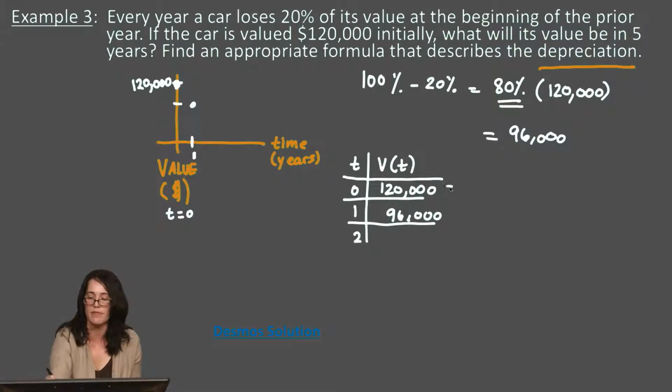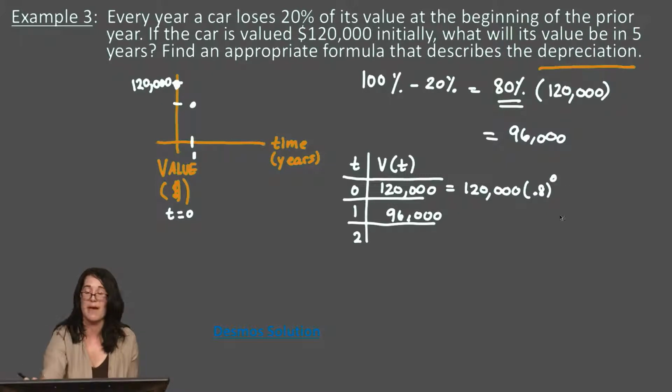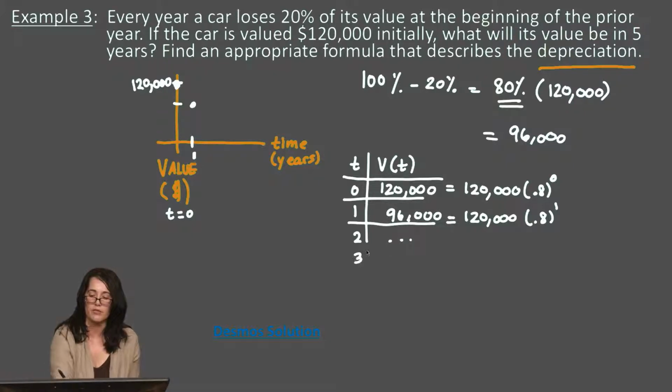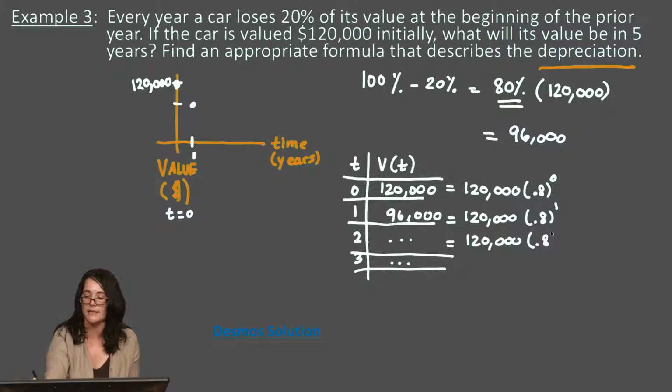Each time, if you think about what happened, you multiplied your initial amount of 120,000 by 0.8, but this first time you multiplied it to the 0 power because you didn't need to actually depreciate. That's when you first bought it. But a year later, you really took 120,000 and you multiplied it by 1 copy of 0.8, didn't you? And we won't go through all the work here, but you're welcome to check out the Desmos graph link there. But what you notice each time is you're going to be multiplying 120,000 by another copy of 0.8. And we can see the pattern here, I hope.